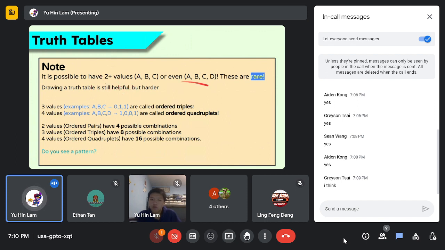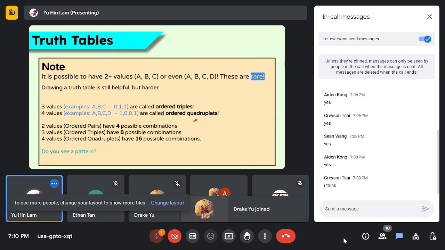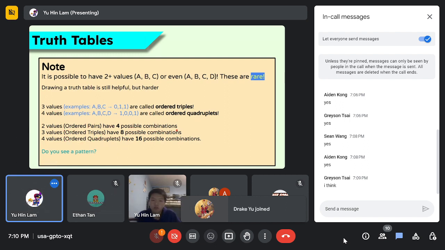Having more than two values is rare, so we just focus on two values. Sometimes we might have three values, called ordered triples, or four, ordered quadruplets. For these, it just increases the number of possible combinations. With only two values, we only have four possible combinations. With three, we have eight possible combinations, and with four, we have 16. There's a pattern that we can see as we move on: with five values, how many possible combinations are there? It's just a pattern. But we're just focusing on two values since that's the most common and what we usually see.